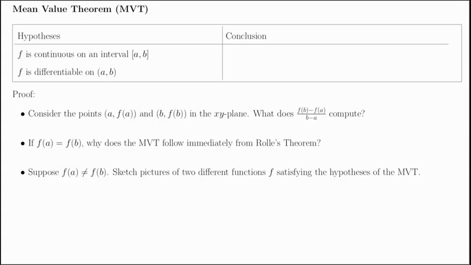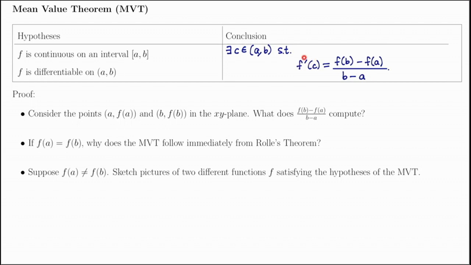Now we're ready to prove the famous mean value theorem. Our hypotheses for the mean value theorem are that f is continuous on the closed bounded interval from a to b and differentiable on the interior. If that's true for f, then our conclusion is that there exists some interior point c where f prime of c equals f of b minus f of a divided by b minus a.